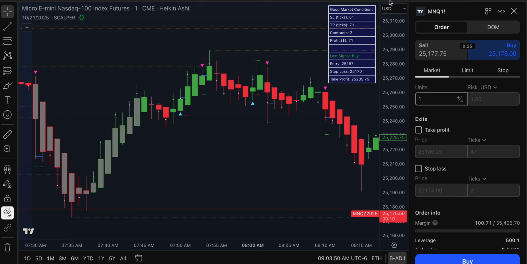All right, guys, today is October 22nd. Here's a quick recap of the market on the NASDAQ 1 minute chart. We're trading the micros on this.